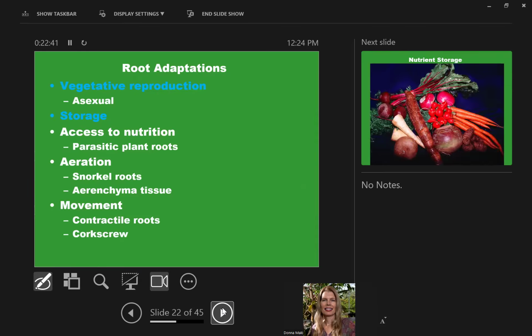And then there's some roots that will do a corkscrew movement down into the soil. Again, if you think about a corkscrew, that's a good architecture in order to get deeper down into the soil and make the root system a little bit more secure.